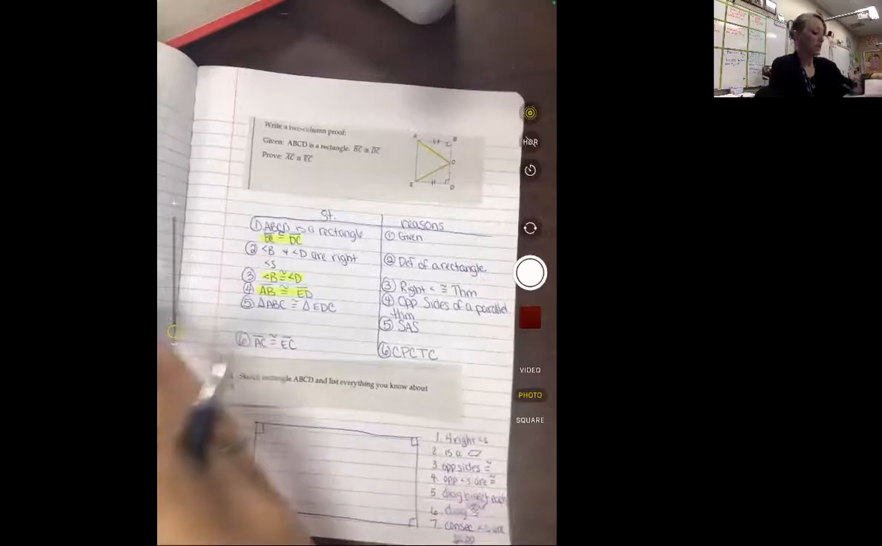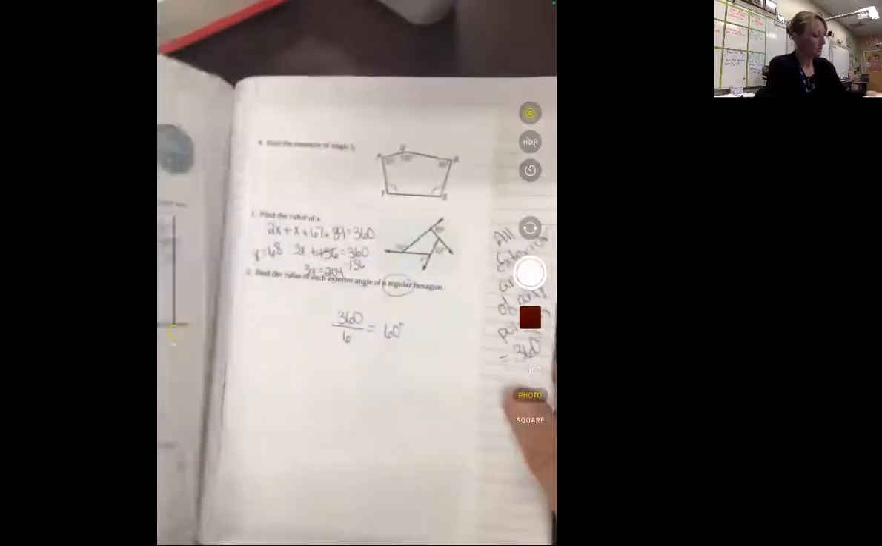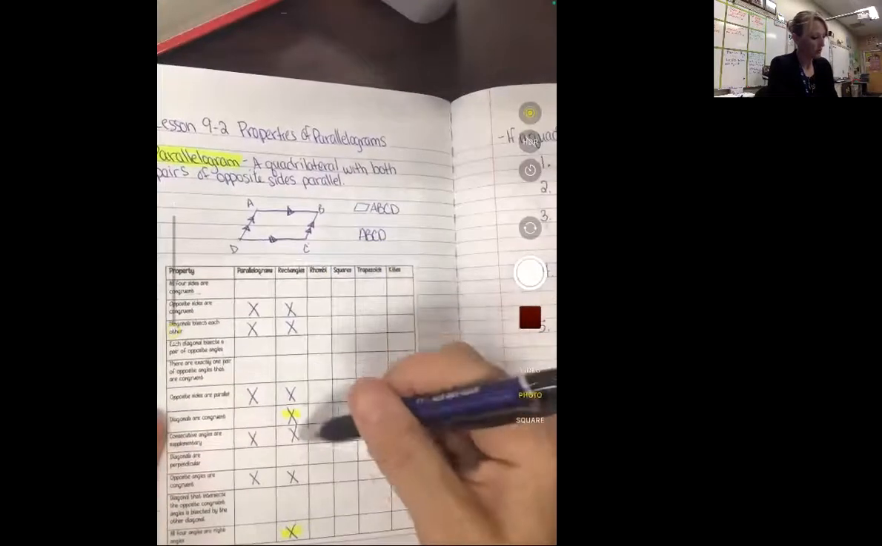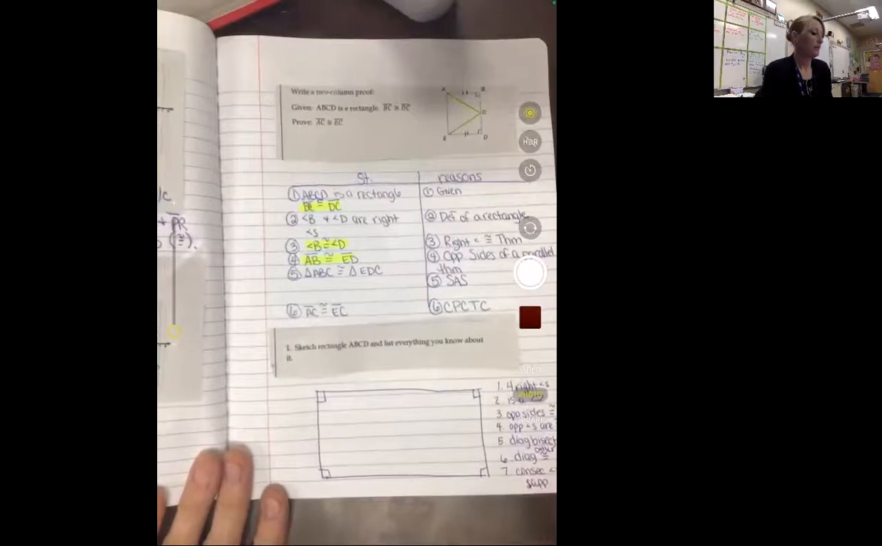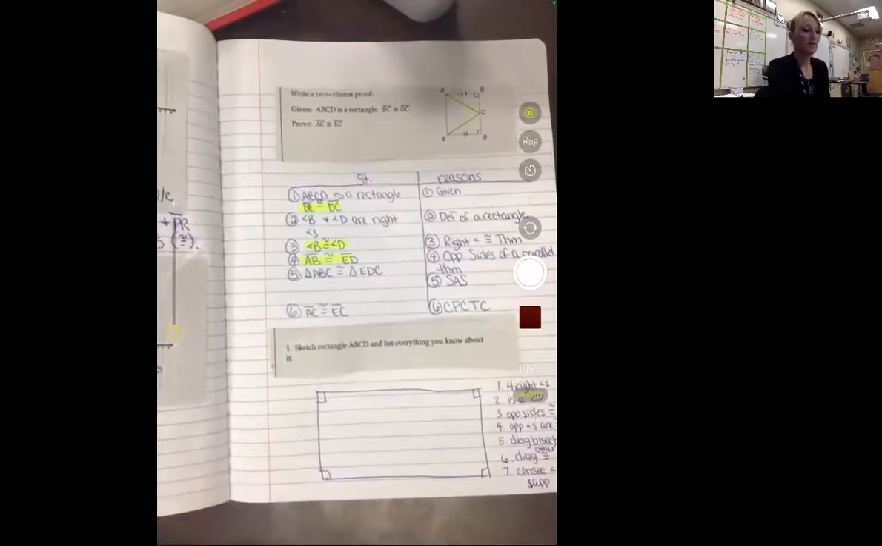Let's see, did we miss any? That's 7. So I'm going to flip back here. We have 1, 2, 3, 4, 5, 6, 7. Yep, so we got all of them. So that's everything that we know about it. So that is all for the properties of rectangles.